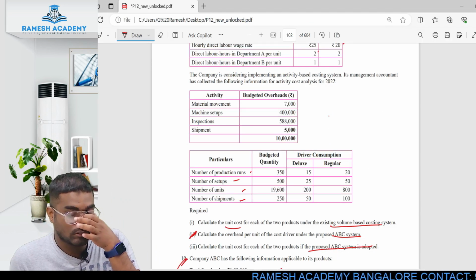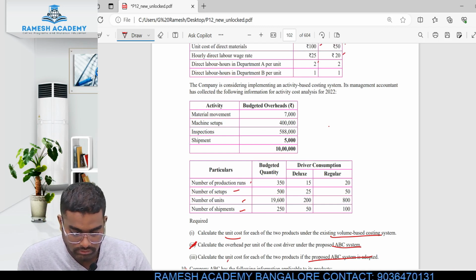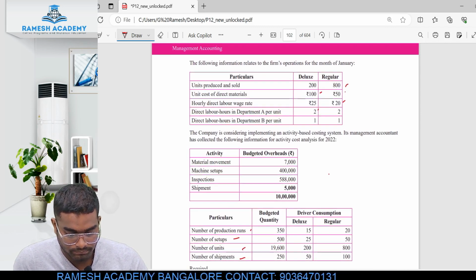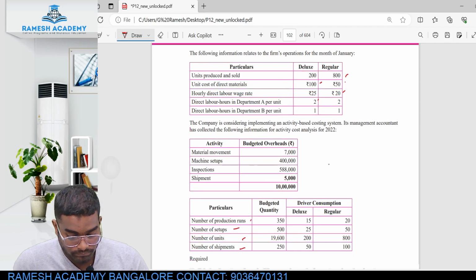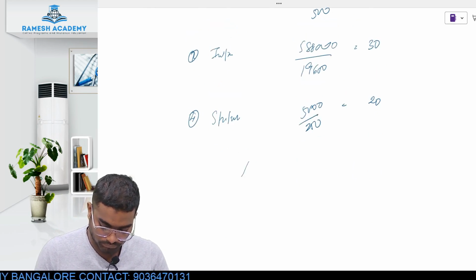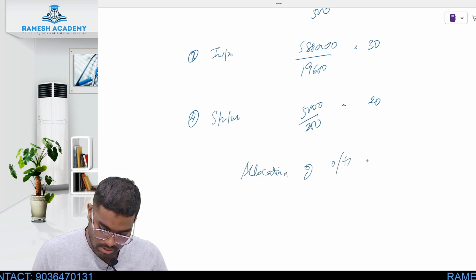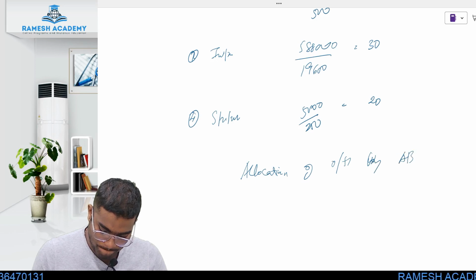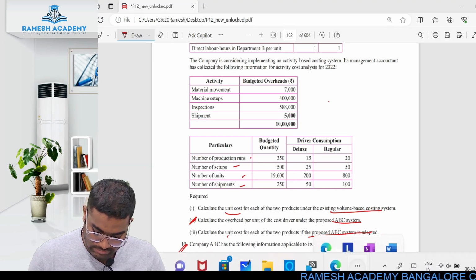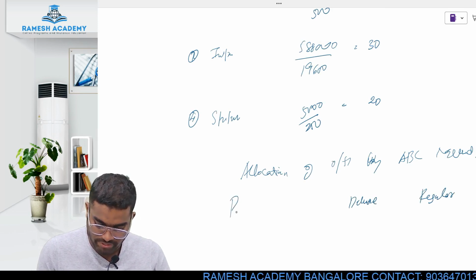Next we have to calculate the total cost. That's it. We have deluxe, regular, total, unit cost. Okay, then we'll multiply it and then convert into per unit, then add it up. Simple. Allocation of overhead by ABC method. Deluxe and regular, we have two products. Deluxe, regular, we have the particulars.